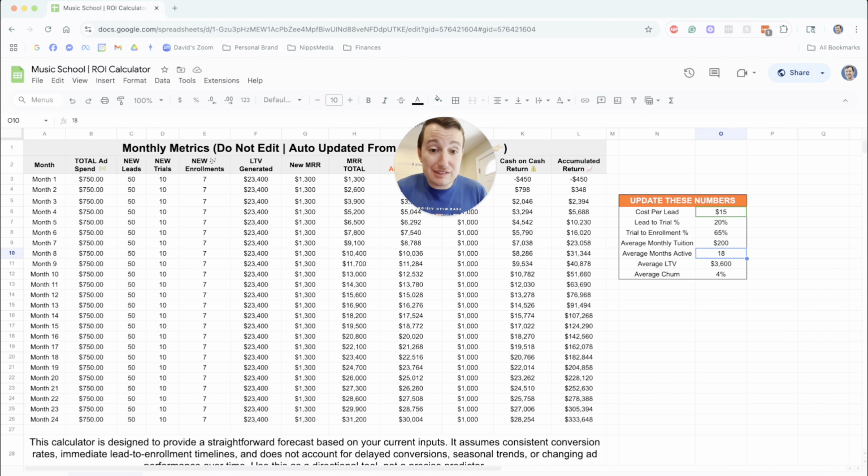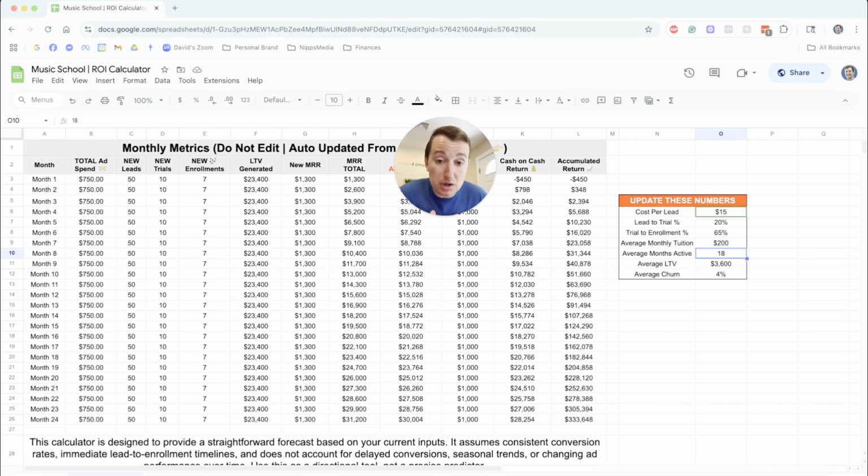Now, why is this important? Well, it's important because when somebody enrolls in classes, you're not just making $200 on them. Yeah, right now you are, but there's a good chance this student is going to stay enrolled for a year, 18 months, 3 years, 5 years. It just depends. And that's what calculates that person's lifetime value.